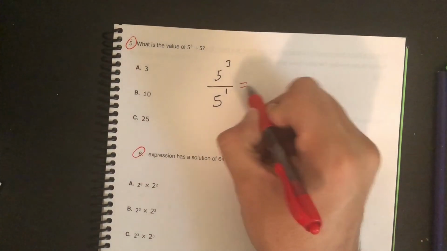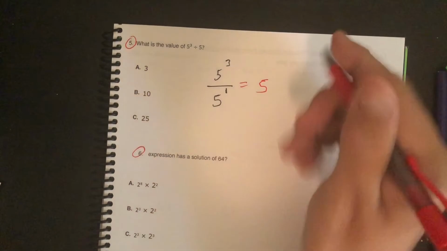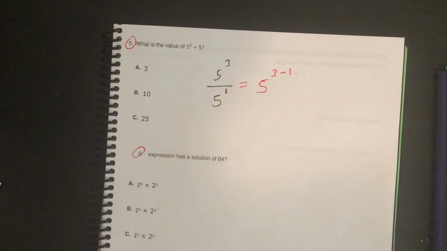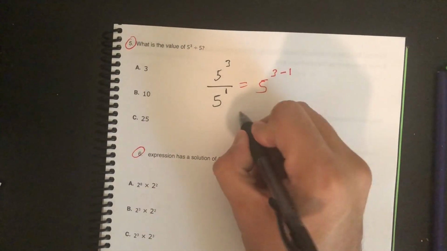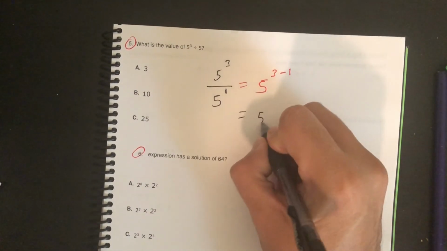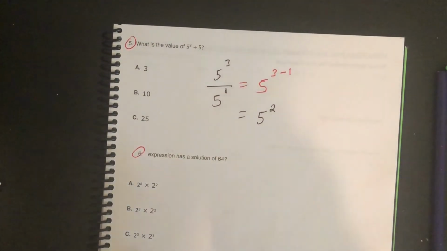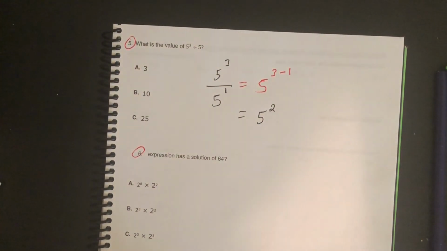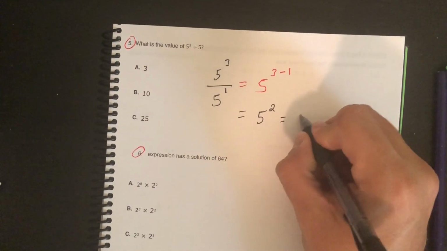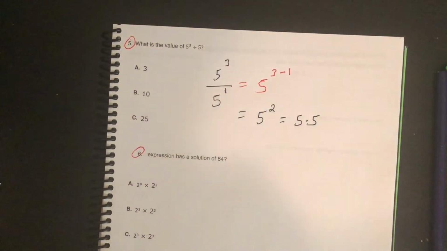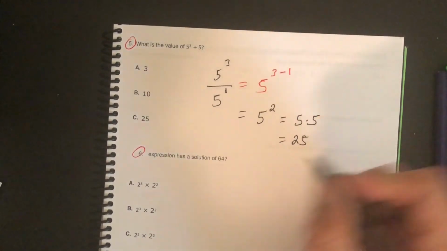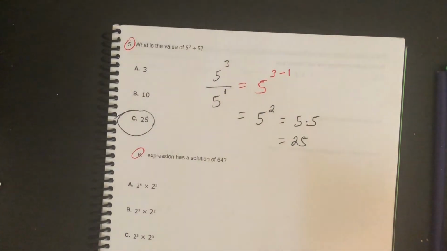When you're dividing the same base, subtract the exponent. So 3 minus 1, the top exponent minus the bottom exponent. 3 minus 1 will give me 2. So 5 to the power of 2. Now, you might say, well, Mr. Gomez, I don't see that answer right now. That is because they went ahead and simplified 5 to the power of 2. We know that 5 to the power of 2 basically means 5 times 5 because we've already talked about this. And 5 times 5 is 25. So really my final answer is C, 25.